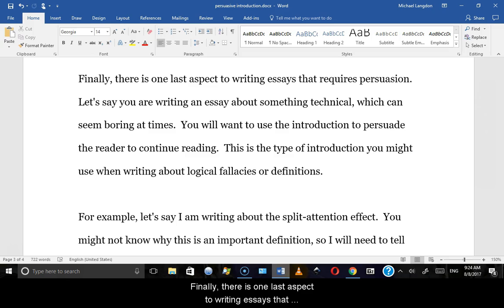There is one last aspect to writing essays that requires persuasion. Let's say you are writing an essay about something technical, which can seem pretty boring at times. You'll want to use the introduction to persuade the reader to continue reading. This is the type of introduction you might use when writing about logical fallacies or definitions.